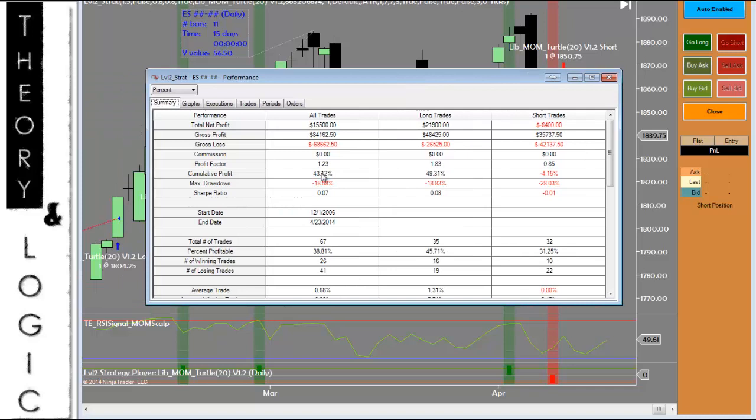So on 67 trades, it did $15,500 gross. On 67 trades, we've got to take out about $1,200. So let's say around $14,000. You see that made all of its money on the buy side. Bias to the buy side.